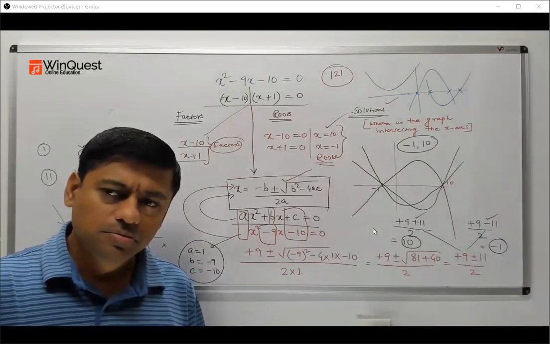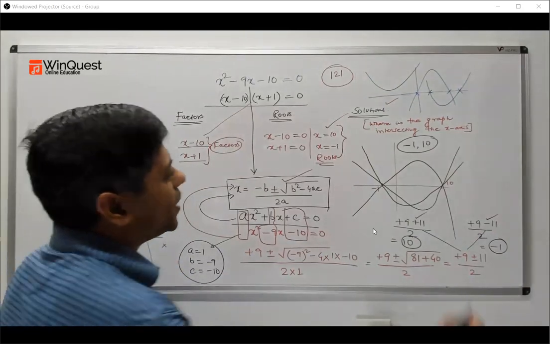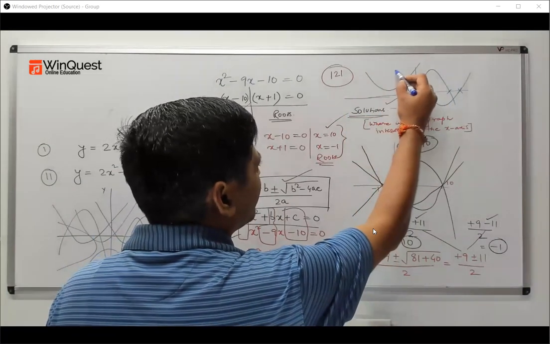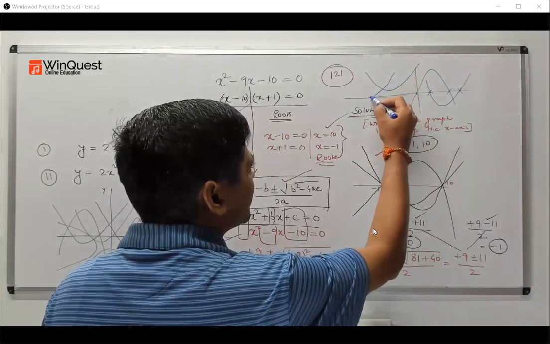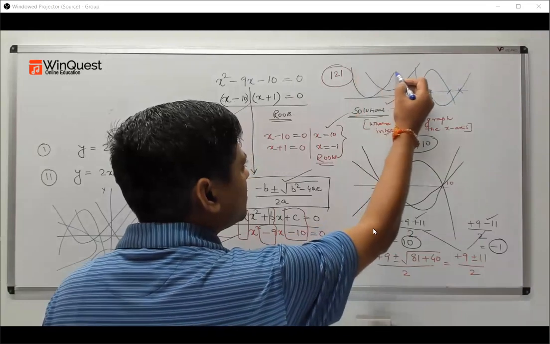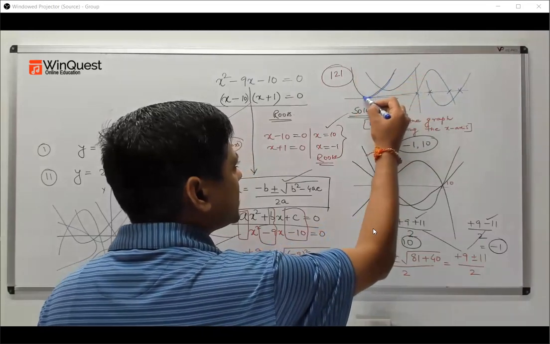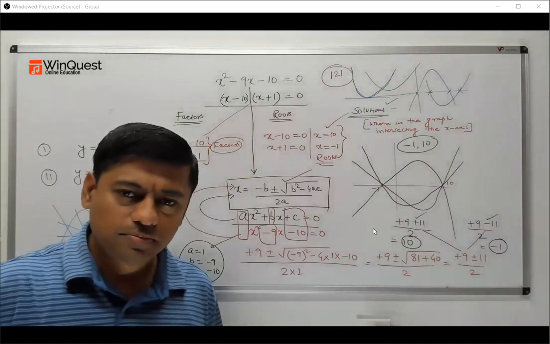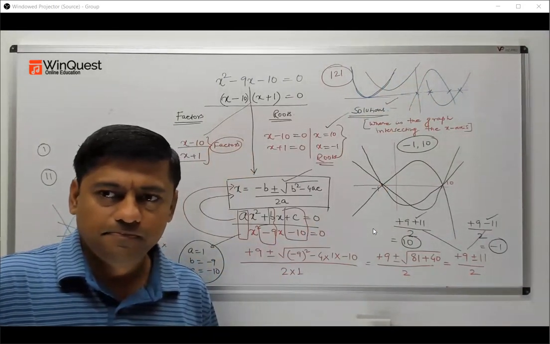But there is also one more scenario. If the parabola touches the x-axis and goes, then it has one solution. It has one solution.